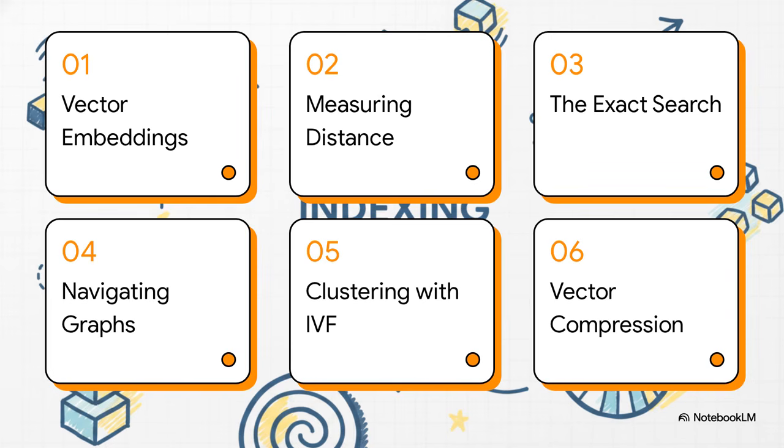We'll be hitting 6 key layers. First, what are vector embeddings? Second, measuring distance and similarity. Third, the exact search bottleneck. Fourth, navigating graphs with HNSW. Fifth, clustering data with IVF. And finally, compressing vectors with PQ.